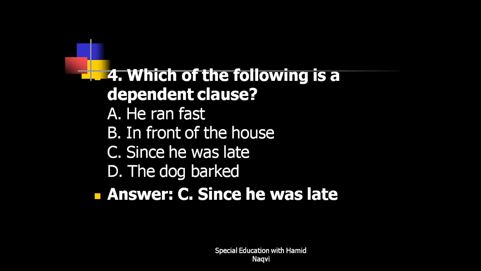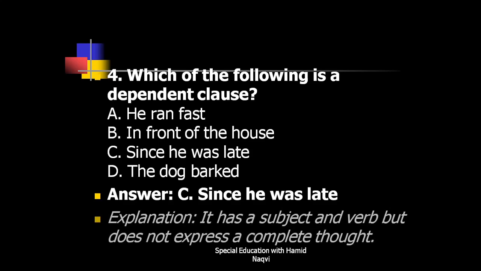They convey their message completely. This is a dependent clause. This is dependent on some other clause. So that's why we call it a dependent clause. It has a subject and a verb but does not express a complete thought.